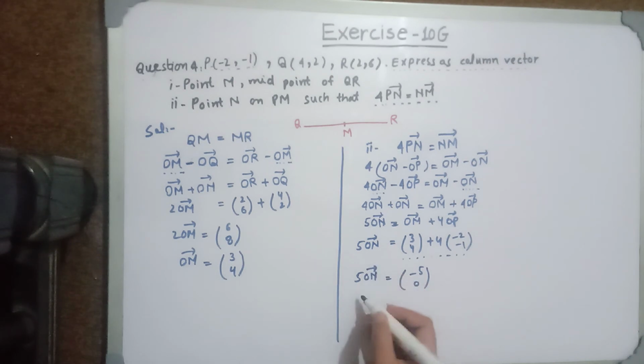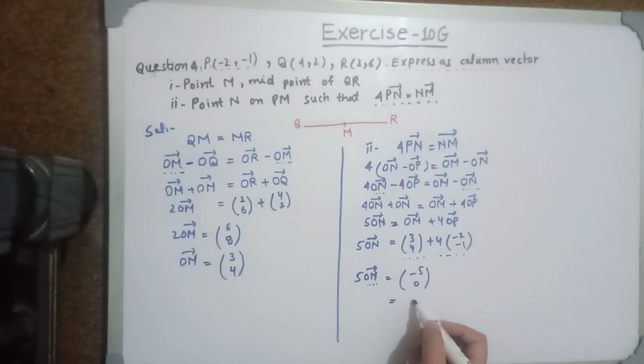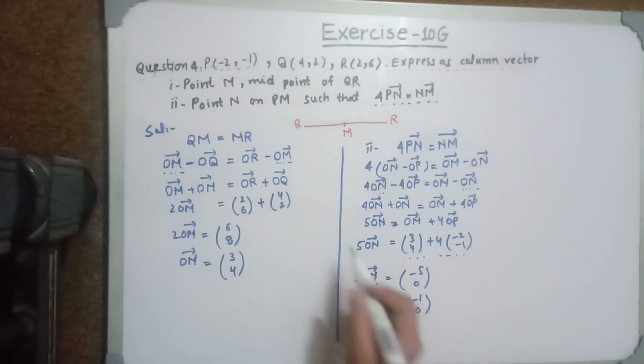And as we need to find the point N, this 5 will be divided on the opposite side, and we will have minus 5 divided by 5 will be minus 1, right? And 0 over 5 will be 0. So this is the point N as a column vector.